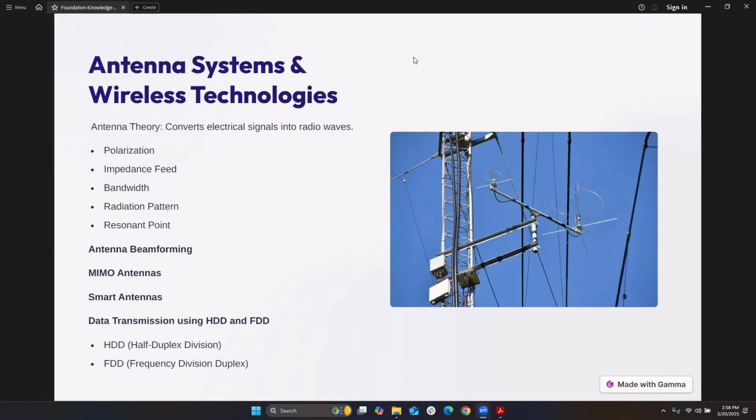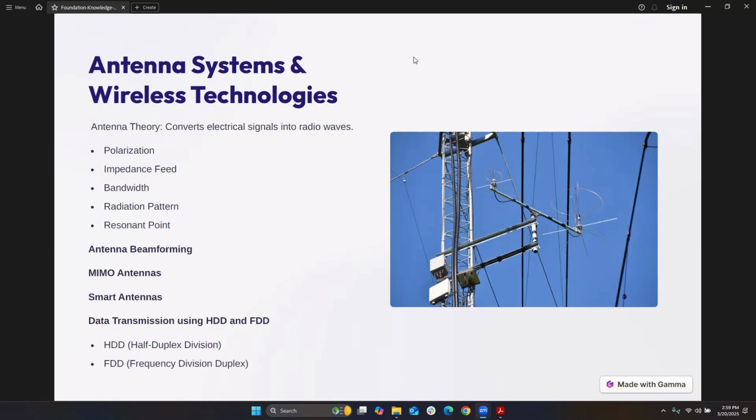When it comes to antennas, they are based on several key factors. The first one is polarization. It is the orientation of radio waves, which can be vertical, horizontal, or circular, affecting how well the signals are received. The other one is impedance. It ensures that energy is transferred efficiently between the antenna and the transmitter or the receiver. If we talk about bandwidth, it determines the range of frequencies an antenna can operate on. A wider bandwidth supports more data transmission.